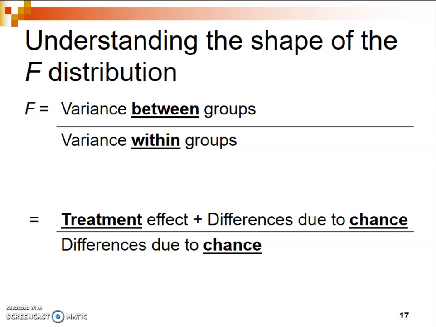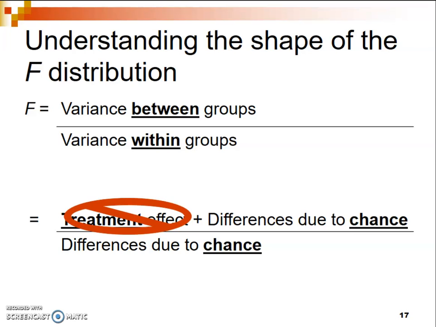So if our treatment is not effective at all and this treatment effect is 0, so there's really no difference between the levels of aggression from the cold room versus average room versus hot room, then what we would be left with is just this measurement of differences due to chance. And that measurement would be between groups, and also we would have the measurement of the differences due to chance that would be within groups. So if we were to divide differences due to chance by differences due to chance, we're dividing the same thing by itself.